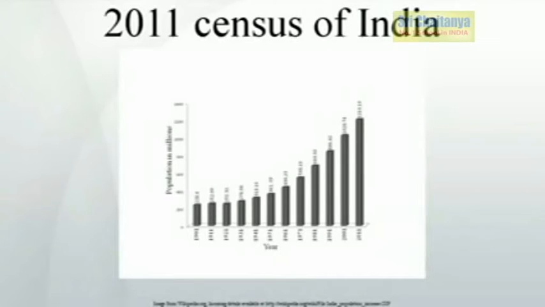Effective literacy rate increased to a total of 74.04%, with 82.14% of the males and 65.46% of the females being literate. The table lists the crude literacy rate in India from 1901.